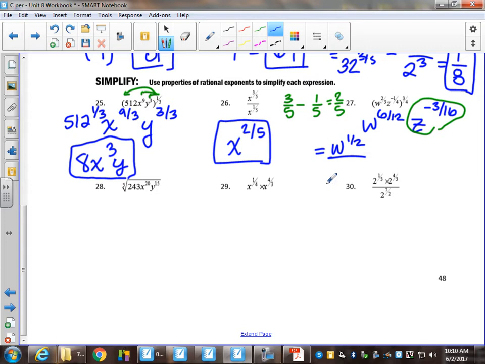So 6/12 can simplify to 1/2. Thank you to your friends for helping. And what does this become? Z to the what? If it was negative in the numerator and it moves to the denominator, what does it become? So Z to the, yes. Good.